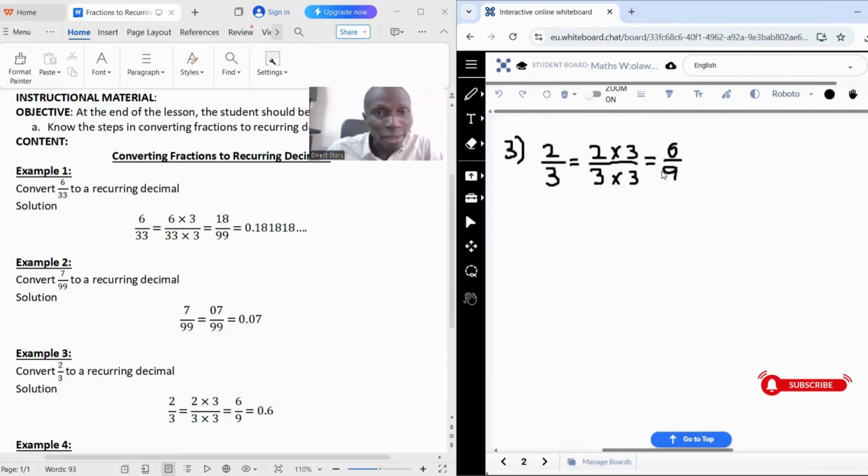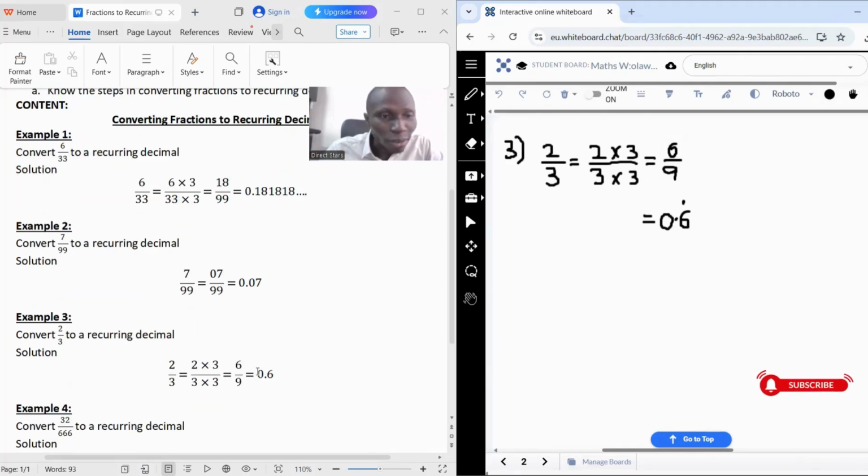And if we want to write this now in form of a recurring decimal, we're going to write the 6. We're going to put our decimal point there and put our 0 there. Then for us to know that this is a recurring decimal, we're going to put a dot on the 6. So this is the recurring decimal of 2/3.